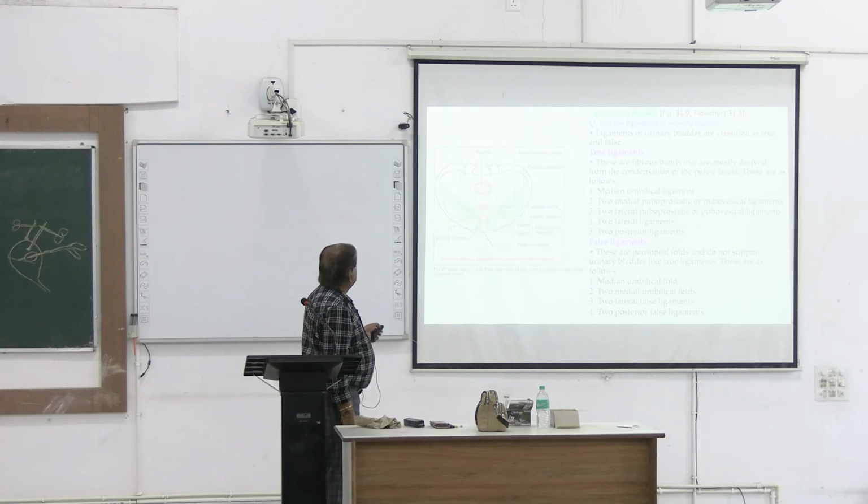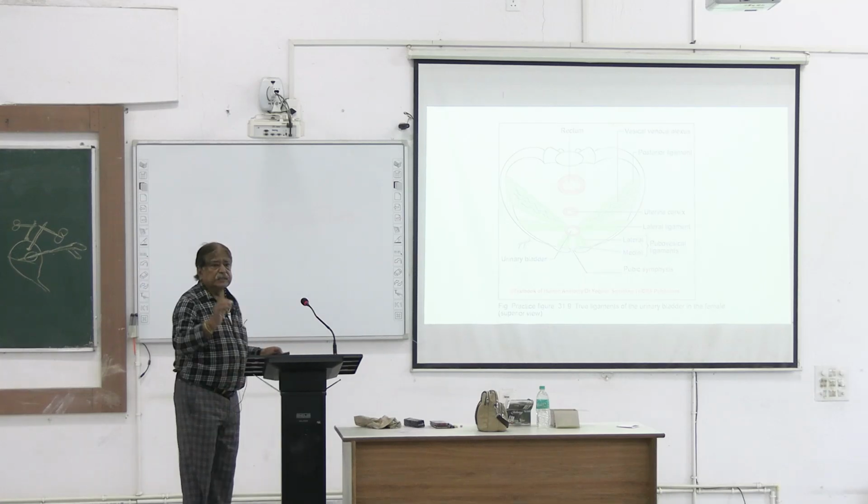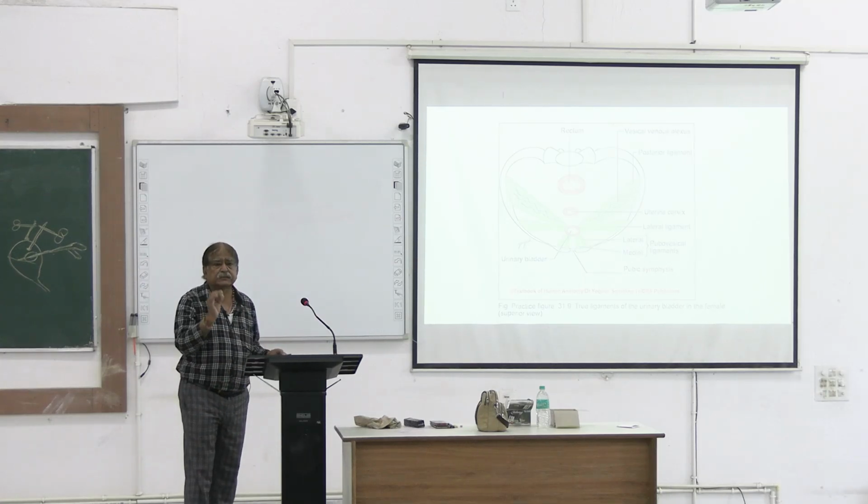The true ligaments of the urinary bladder in the female. Now, this is the vesical venous plexus, posterior ligament. This is the uterine cervix. This is the rectum. This is the urinary bladder. Now, lateral ligaments. The lateral and medial ligaments: pubovesical, between the symphysis pubis and the urinary bladder. Now, this is an enlarged view. You just have to draw this type of figures.